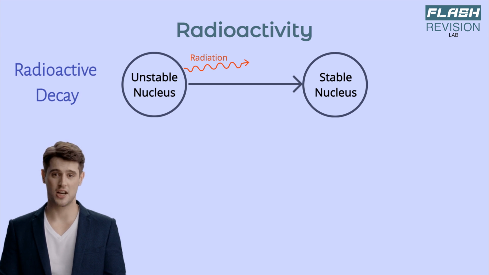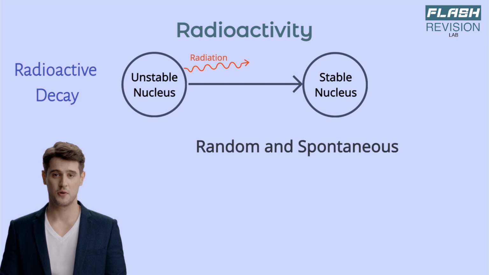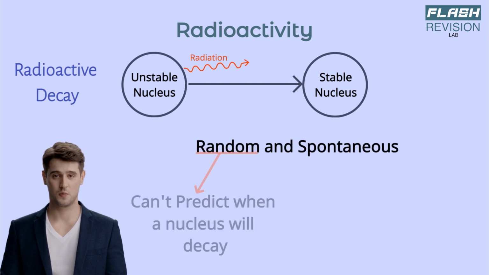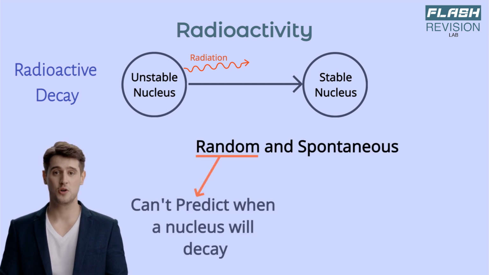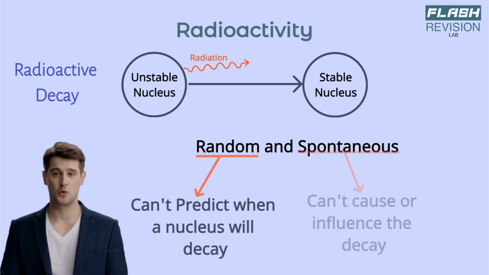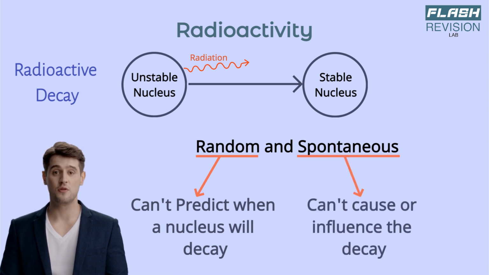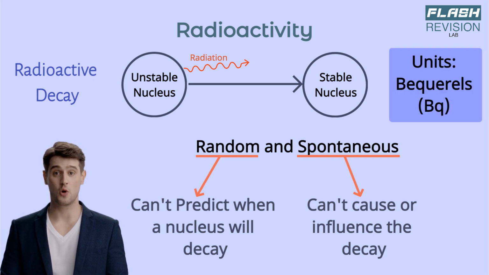Before we jump into the types of radiation, let's understand that radioactive decay is random and spontaneous. This means that we can't predict exactly when a specific nucleus will decay, and you cannot cause or influence the decay. The rate at which this all happens is called activity, and we measure it in becquerels, or Bq for short.